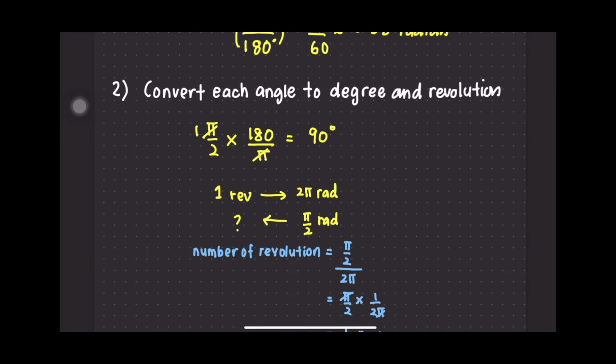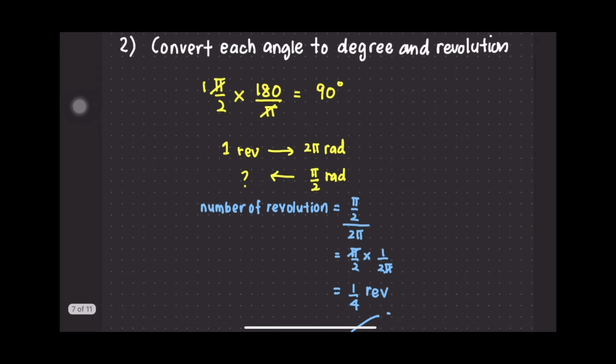Jadi saya bahagikanlah maksud saya darab dengan 180 bahagi dengan pi. Jadi bila kita potong pi ni, kita dapat 1 per 2 darab dengan 180, dia adalah 90 degree. Setengah pi sama dengan 90 degree.